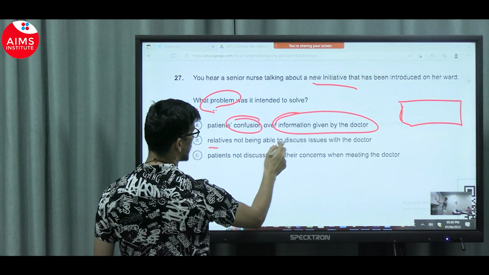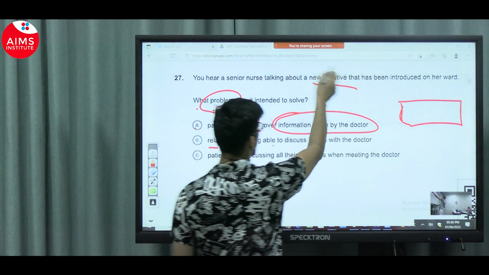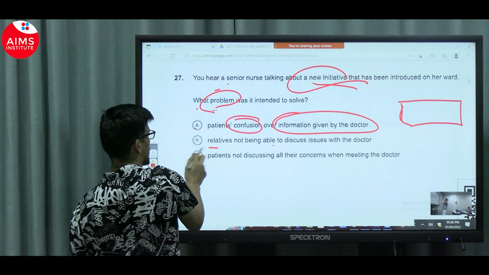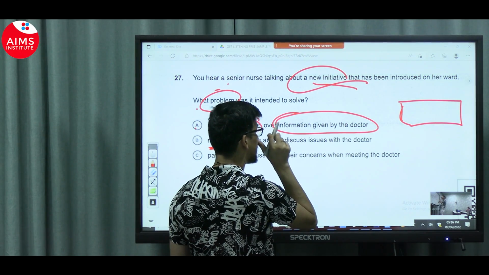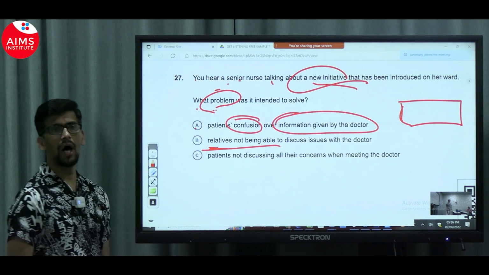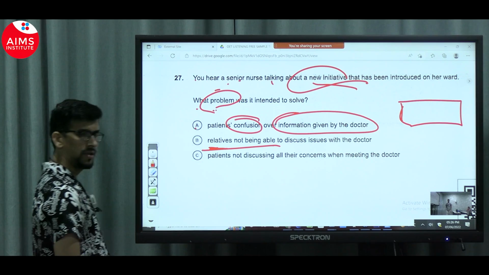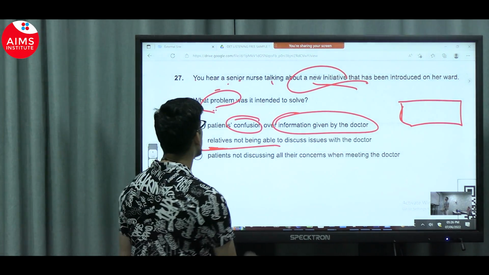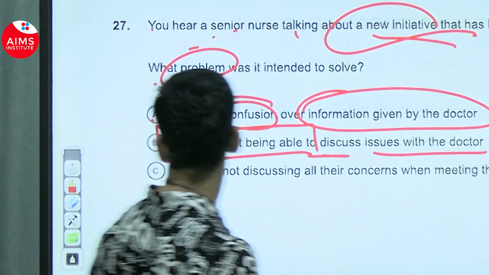Relatives not being able to discuss issues with the doctor. So they are trying to have a new initiative to solve a problem. The question is, what is the problem? Relatives not being able to discuss issues with the doctor. So here, in the first option, doctors are at problem. And in the second one, it is the relatives, the patient side.